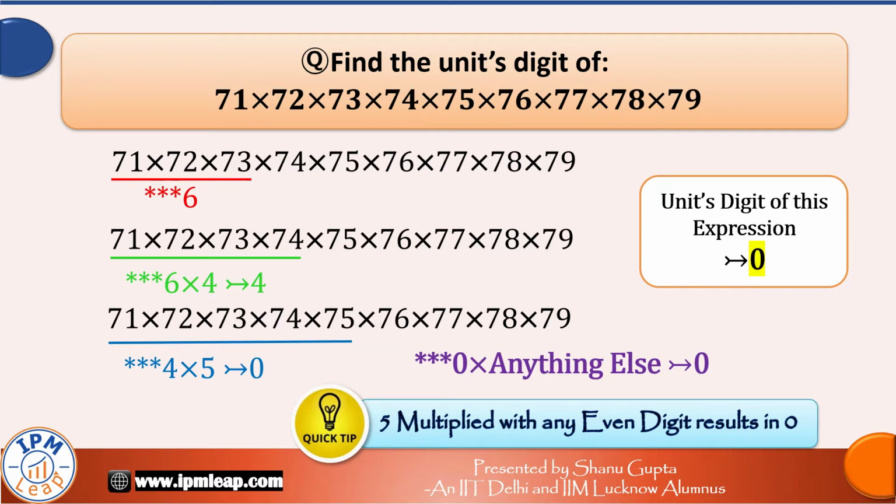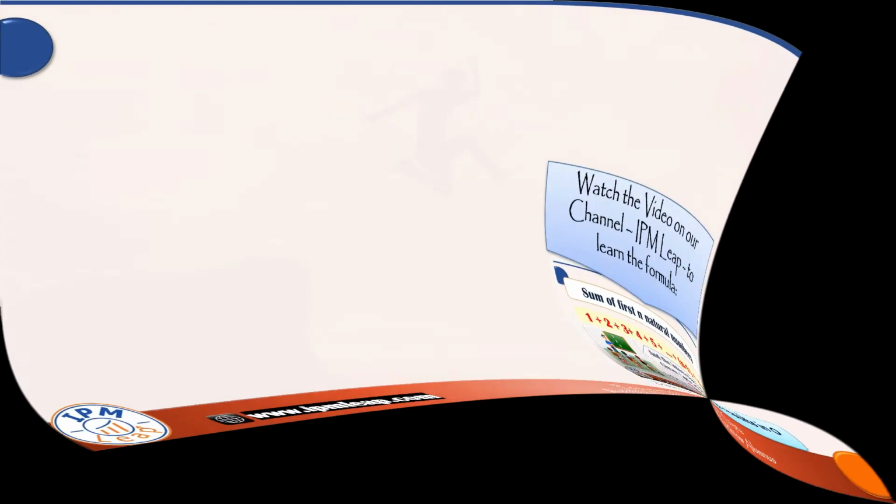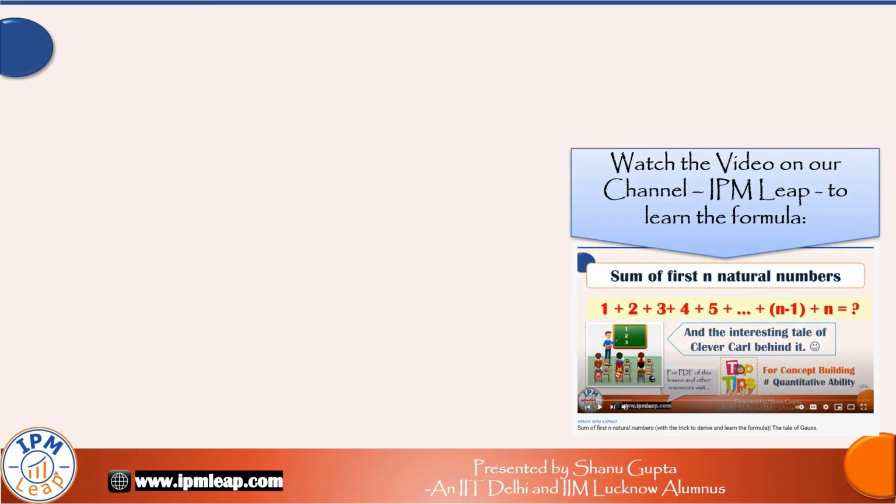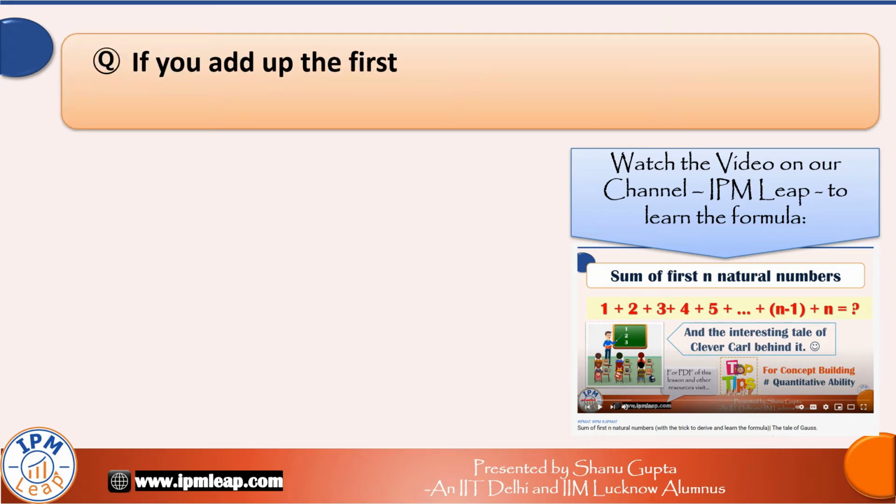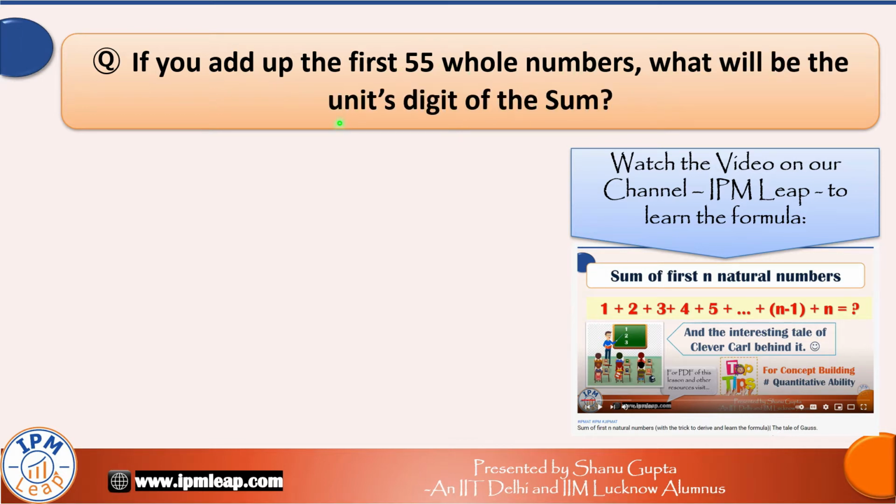There are many more questions based on this, and if you have a slight hint, it helps you solve such questions easily with confidence, isn't it? Let's move on to our next question. If you add up the first 55 whole numbers, what will be the units digit of the sum?